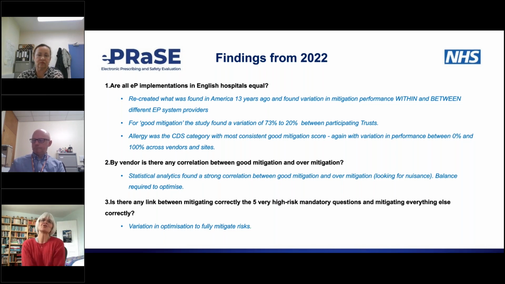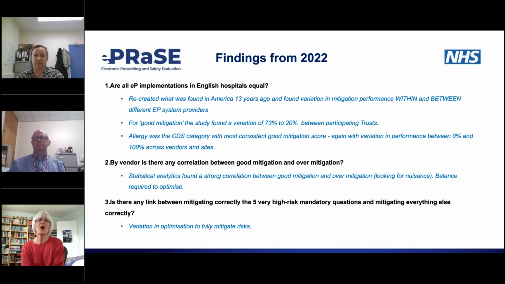By vendor, was there any correlation between good mitigation and over mitigation? Well, analytics found strong correlation between good and over mitigation. In other words, nuisance alerts or too much information coming through and annoying or disturbing the prescriber, meaning they're less likely to respond to any information that's provided. And bear in mind, this is not just about alerts. This is about supporting prescribers to make sure that they make the right decisions. And alerts is the last way that we would want to do that, but inevitably it's part of the equation for certain decision support. So it does show that you might score very well, but there is absolutely a balance required to optimize systems to ensure that in scoring well, you don't create a lot of noise and therefore make it less likely that prescribers are going to respond.